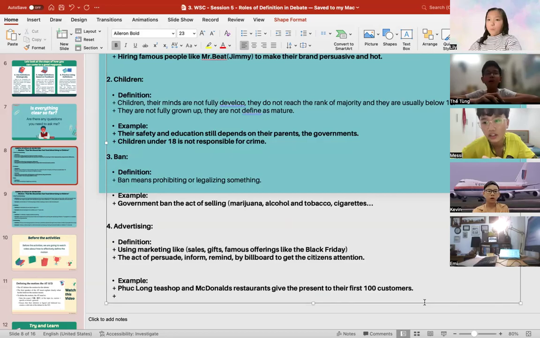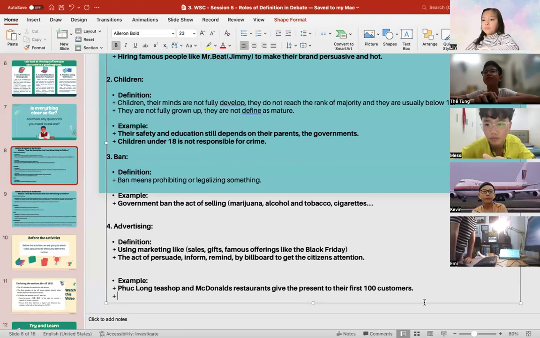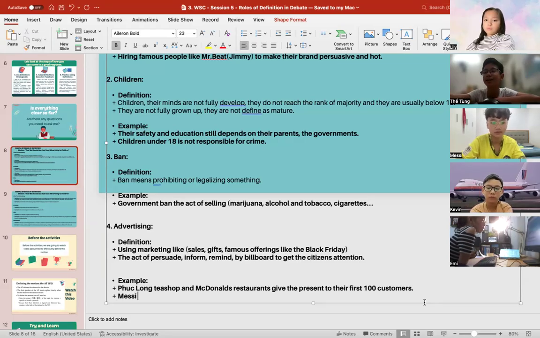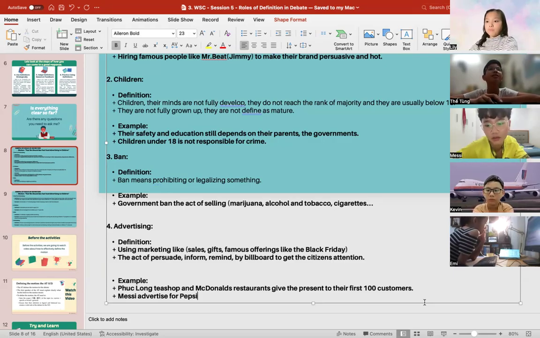Oh, you can talk about Pepsi, Coca-Cola. I mean, it's a long time ago. Like Messi, he advertised for the Pepsi ad. It looks quite weird and quite cheap, like a cheap ad. But maybe hiring Messi could cost a lot. I prefer Pepsi over Coca-Cola. Oh, same.